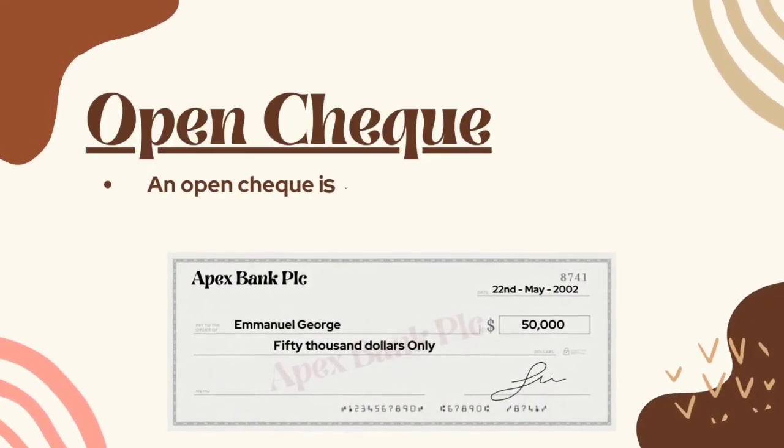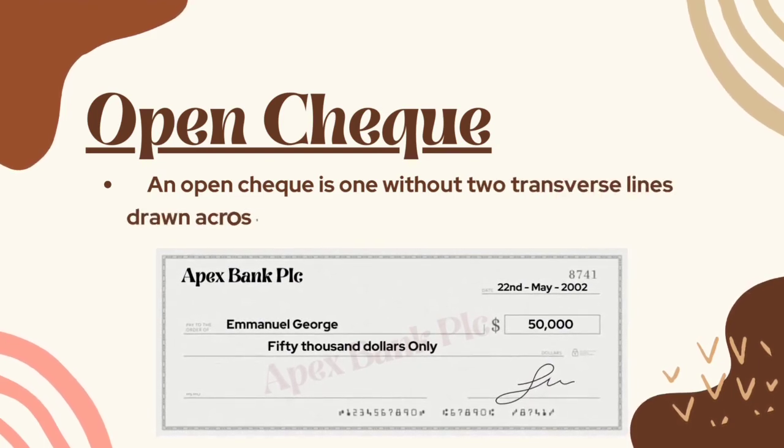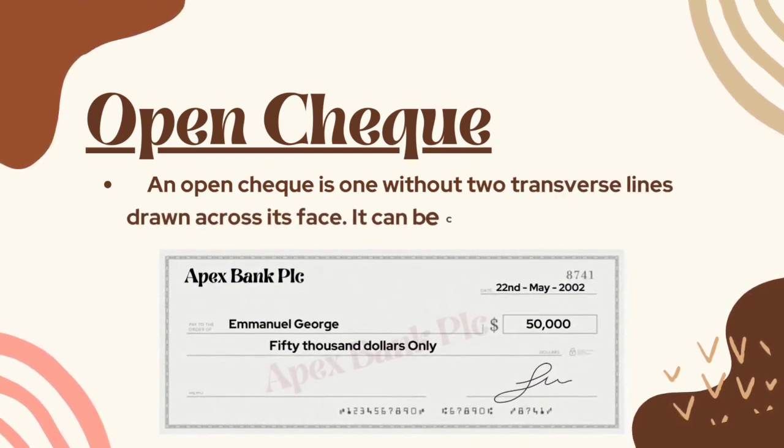Okay, so there are some other terms that I would like us to learn about concerning the check. Now we have the open check. An open check is one without a transverse line drawn across its face. No line is drawn across the face. It's a plain check. This kind of check can be cashed over the counter. So when you go to a bank and you present that check, you will be given money directly right there at the counter in the bank. So that is an open check.